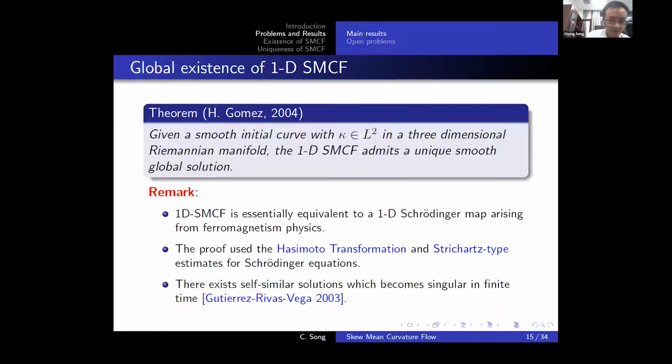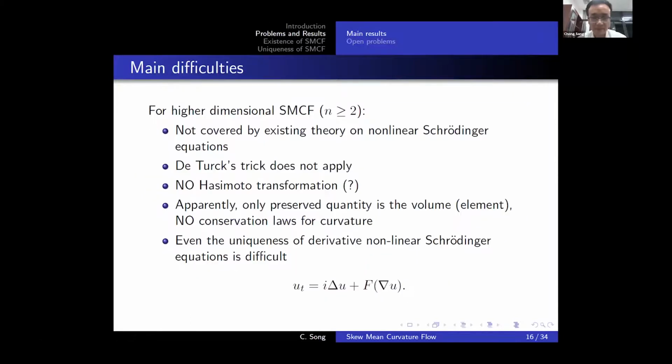And actually, if you do not assume the bound on the curvature, there are smooth initial curves which can develop singularity in finite time. Professor Weger and his collaborators have done many works in this direction. Next slide, please.